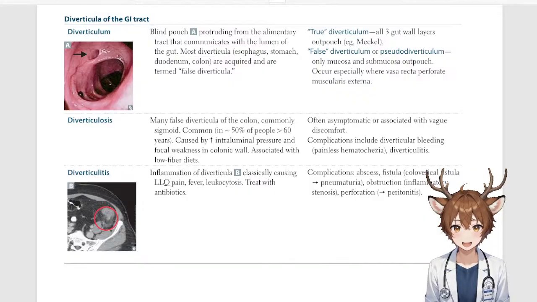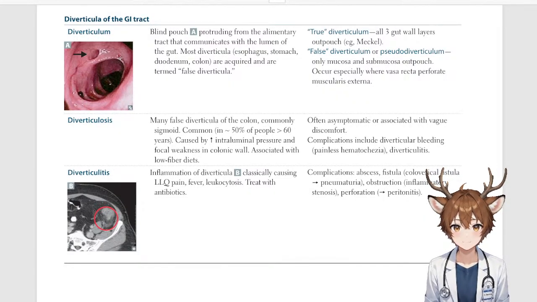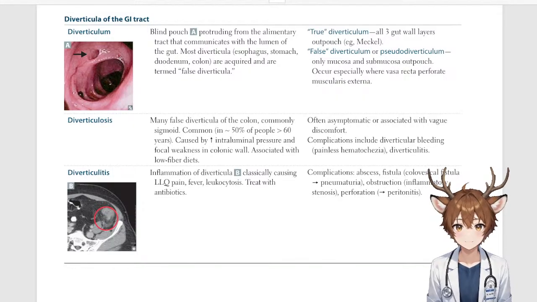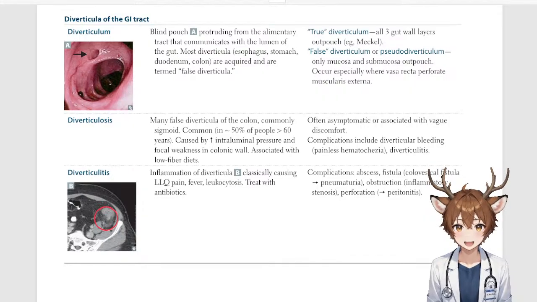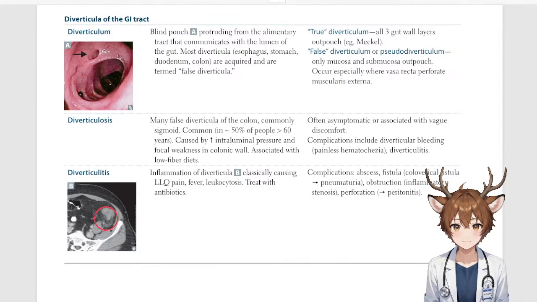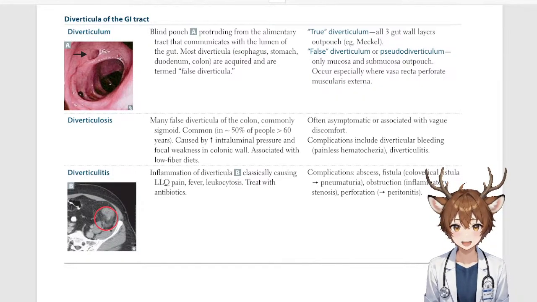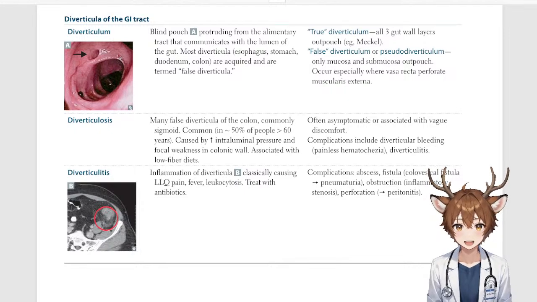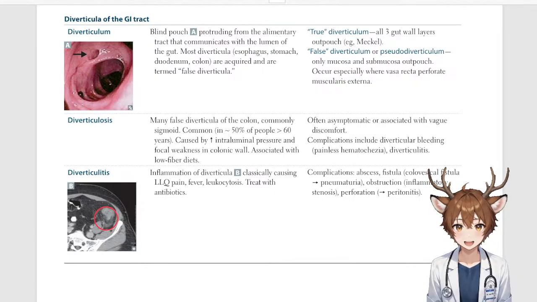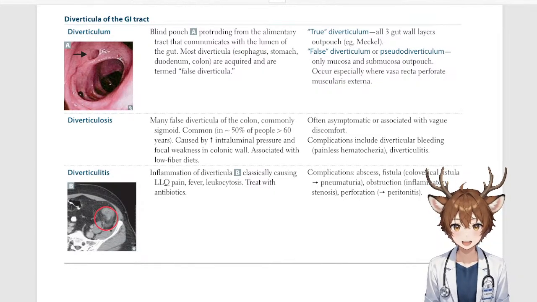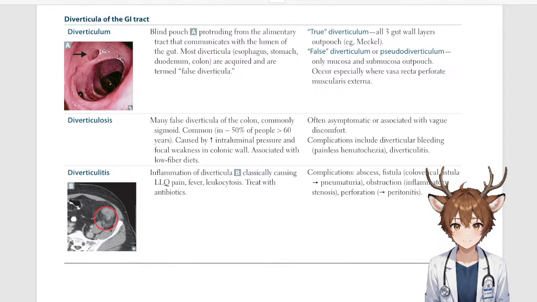So now we're going to talk about diverticula of the GI tract. And so we have here diverticulum, a blind pouch, which you can see in the picture in A, protruding from the alimentary tract that communicates with the lumen of the gut. Most diverticula of the esophagus, stomach, duodenum, and colon are acquired and are termed false diverticula. Saying here, true diverticulum: all gut wall layers outpouch, Meckel. So all layers is true diverticulum. A false diverticulum, or a pseudodiverticulum: only the mucosa and submucosa outpouch, especially where vasa recta penetrate the muscularis externa layer, Zenker's diverticulum.